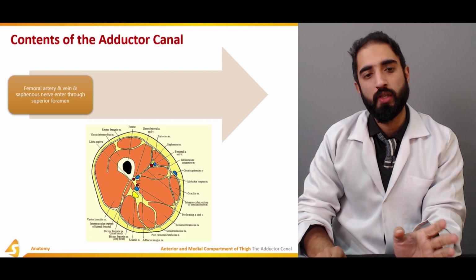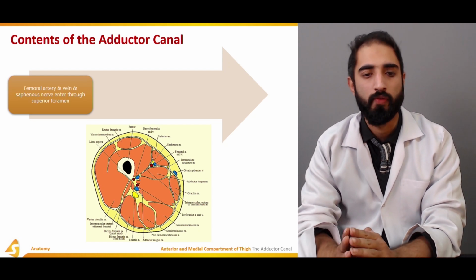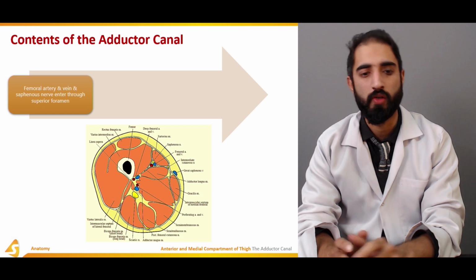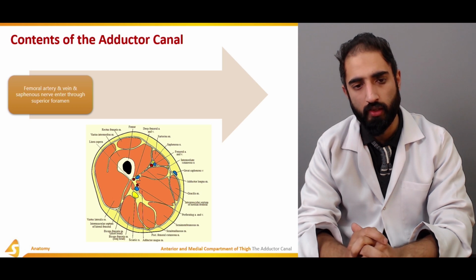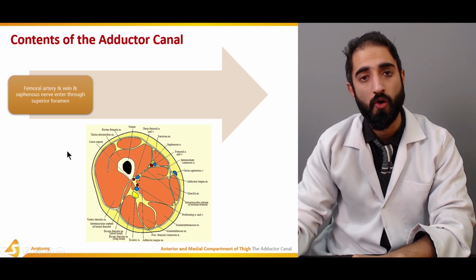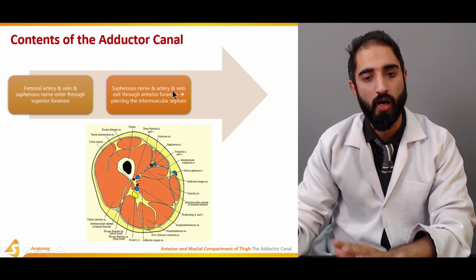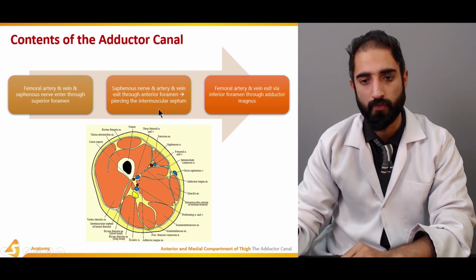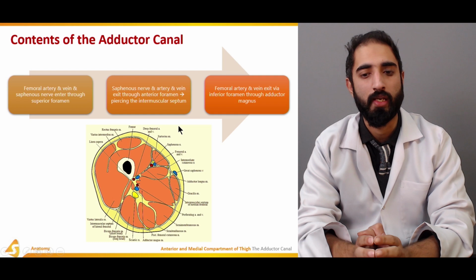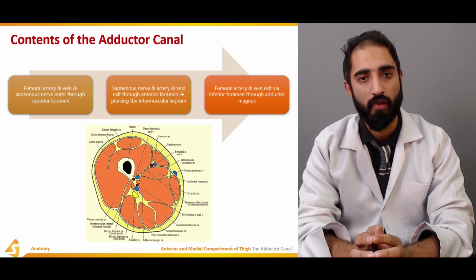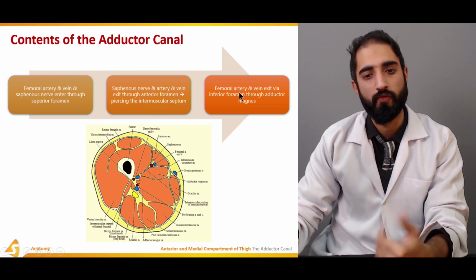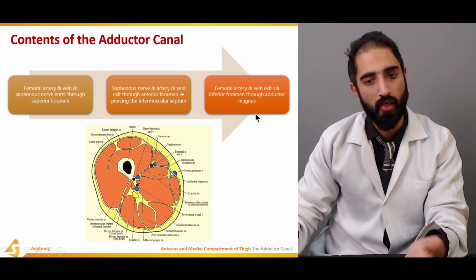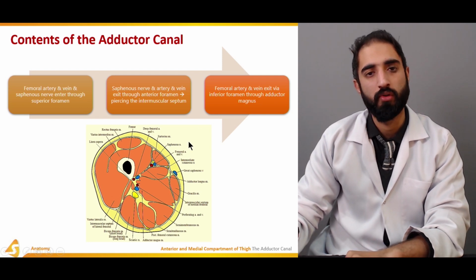Talking about the contents of the adductor canal, the femoral artery, femoral vein, and saphenous nerve enter into the adductor canal through the superior foramen or superior opening, and then the saphenous nerve and artery and vein exit through the anterior foramen, piercing the intermuscular septum. The femoral artery and vein exit via the inferior foramen through the adductor magnus. So the saphenous nerve and artery and vein exit through the anterior foramen, whereas the femoral artery and vein exit through the inferior foramen. That is one important thing to be noted here.